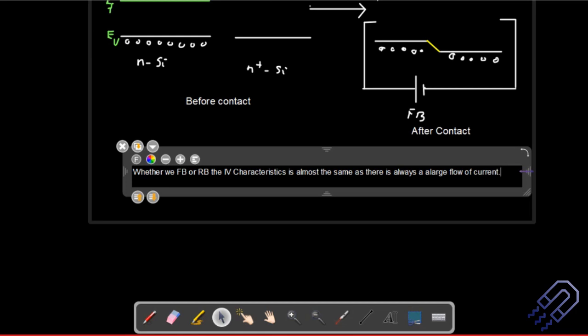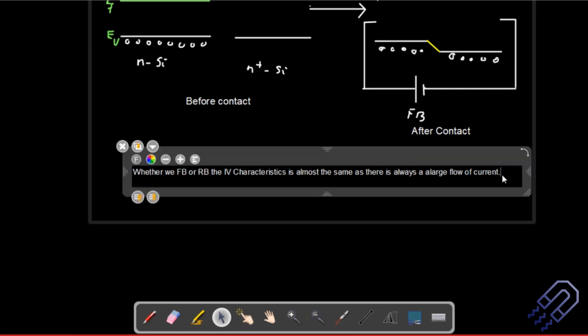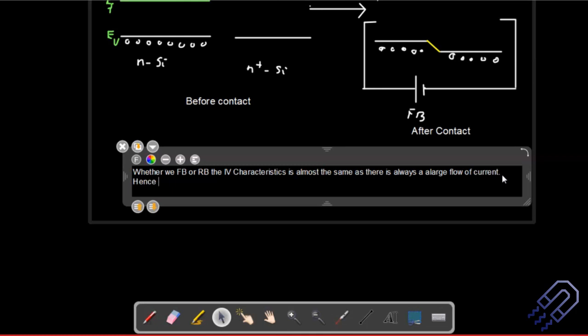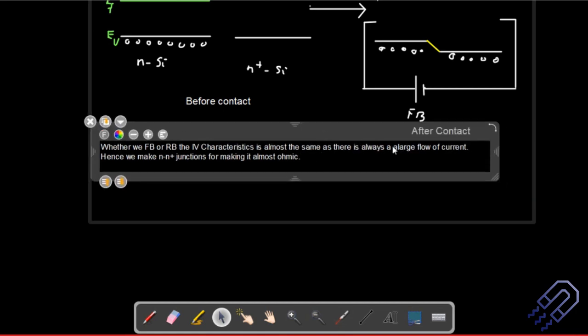Okay, so this is the reason that we actually make those n plus junctions. Okay, so hence what happens is, okay, hence we make n plus junctions for making it almost ohmic. Please note down all these points, very important. Okay, and so we actually make the almost ohmic product available. So you have to understand this is important.